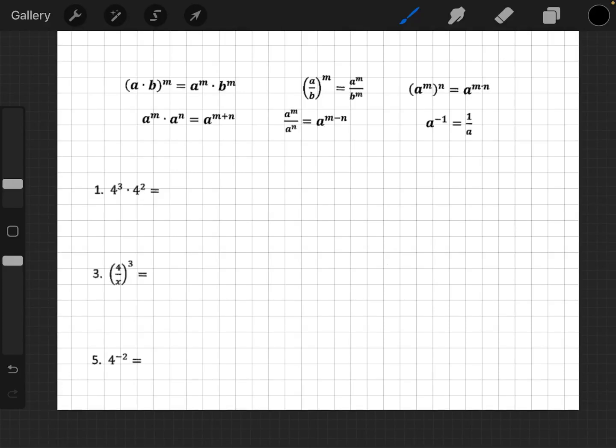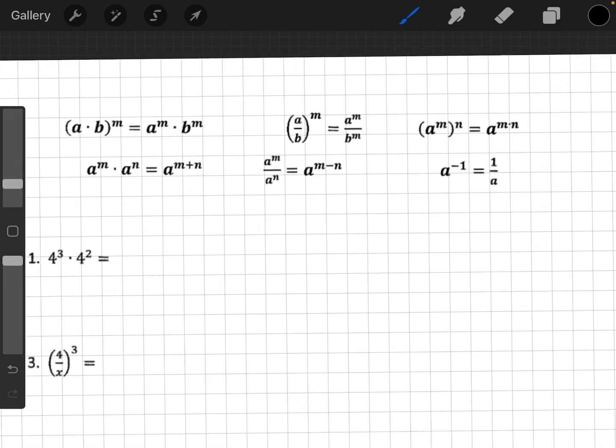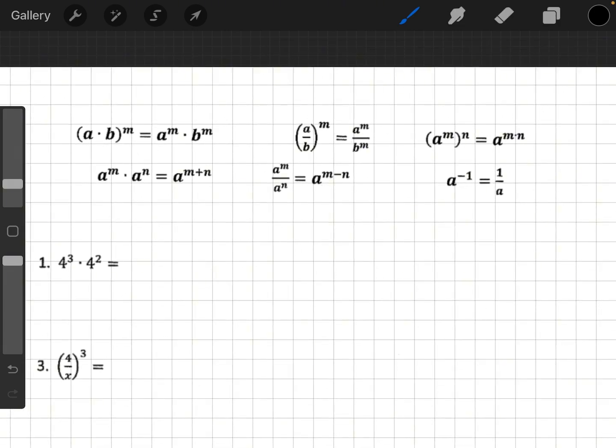This is lesson 2.2, Simplifying Radical Expressions. Before we get into it, we'll go over some quick properties of exponents first.